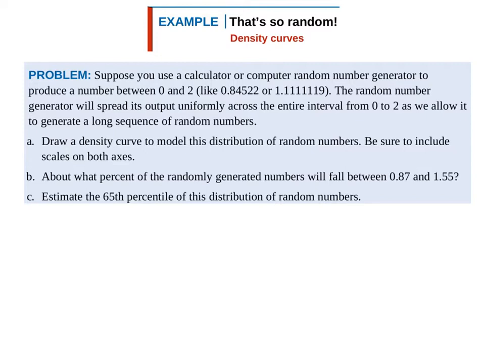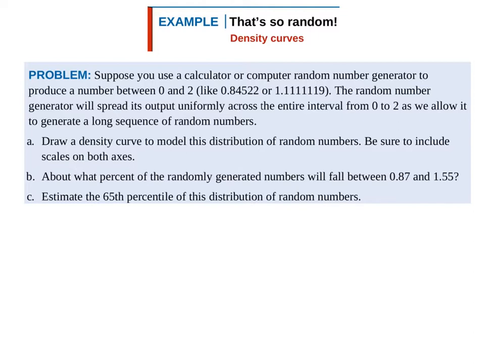Let's work through another example where we are looking for a random number generator to produce a number between 0 and 2. This random number generator is producing numbers like 0.84522 and so on, so all the numbers. Let's say that random number generator will spread its output uniformly across the entire interval from 0 to 2 as we allow it to generate a long sequence of random numbers, because we've got to give a computer something to do.